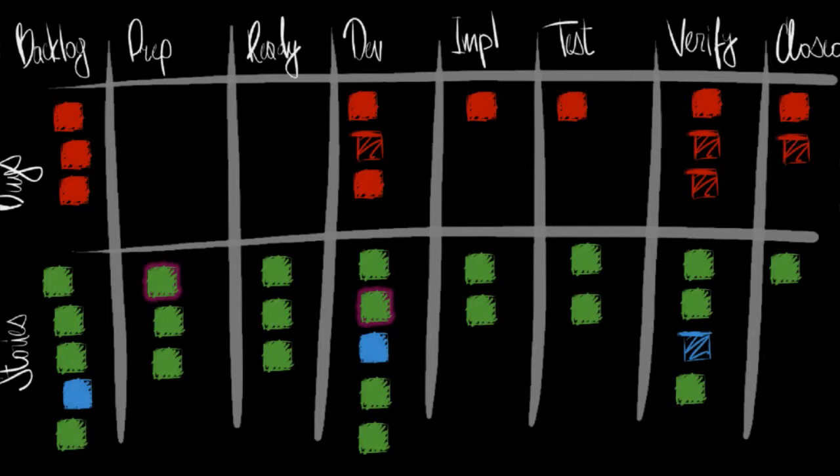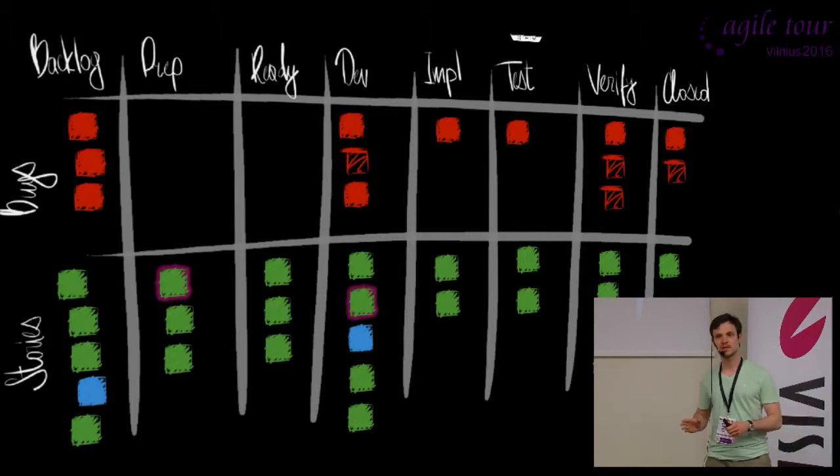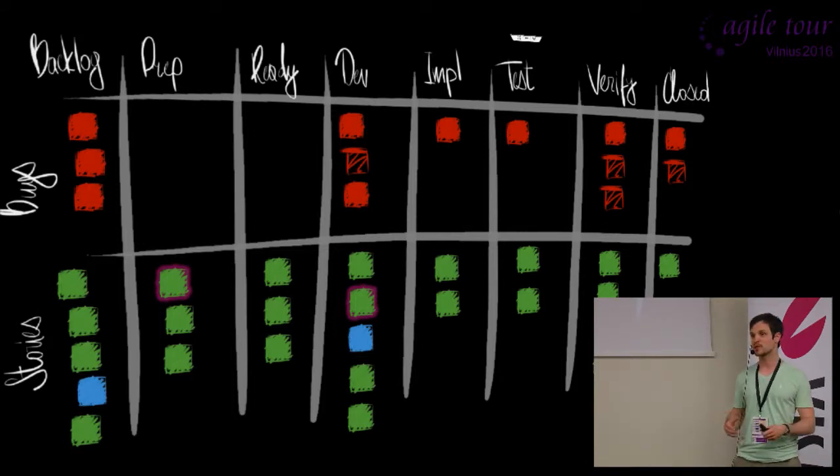So why do we need to visualize blockers? Because we want to see if something is impeding us. A blocker is basically anything that prevents a card from moving forward, from moving left to right. This is pretty straightforward. And now I would like to go into the next practice, which I also found quite simple to understand. This one is make process policies explicit.